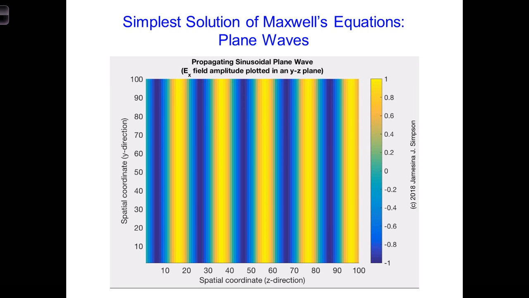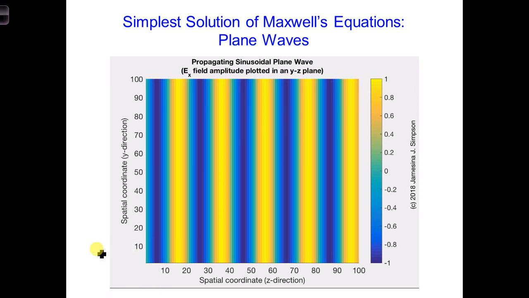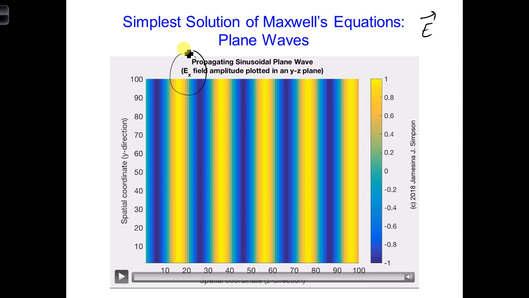Now earlier when we plotted voltages and currents along a transmission line, we only plotted amplitudes. Electric and magnetic fields, however, are vectors, meaning they also have a direction associated with them. So you'll see that vector sign over them. When we plot electric or magnetic fields, we should also label or indicate the orientation or the component we're plotting. That's why I called this Ex. In this case, we plotted the x component of the electric field.